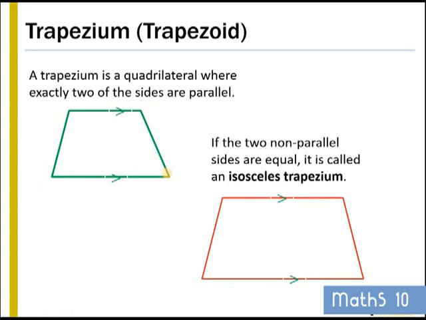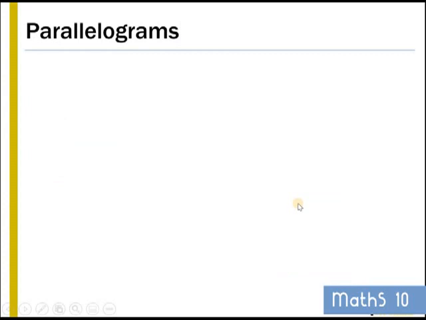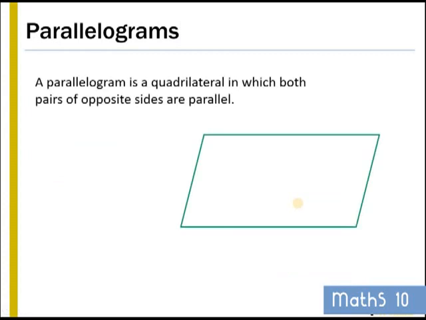If the 2 non-parallel sides are equal in length, it is called an isosceles trapezium. So in this case, the top and bottom are parallel, and the left and the right are the same length, so this is an isosceles trapezium. Parallelograms. A parallelogram is a quadrilateral in which both pairs of opposite sides are parallel. So the top and the bottom are parallel, and also the left and the right are parallel.